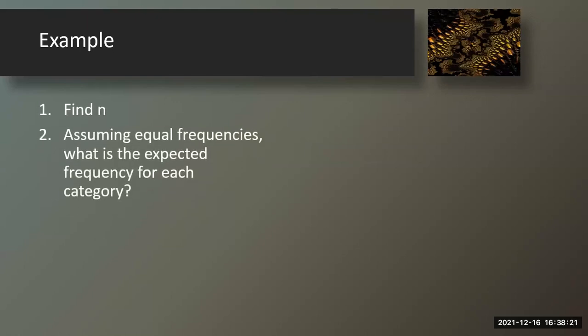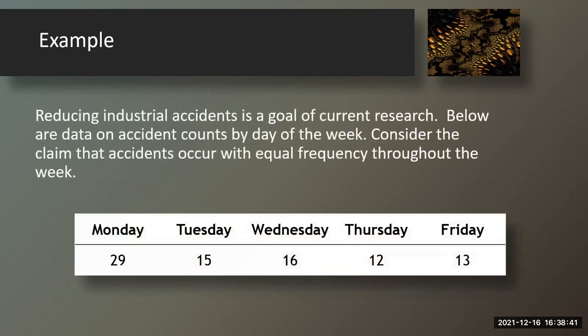So what I need is not just the observed frequency, but I need the expected frequency. If we're going to assume equal frequencies, we need to find that expected frequency for each category. We had a total of 85 observations. And let me back up a screen.